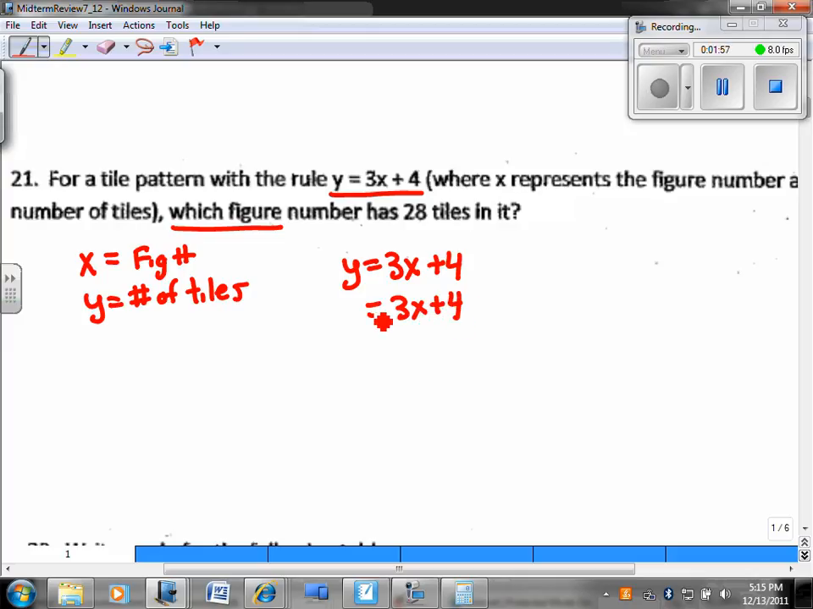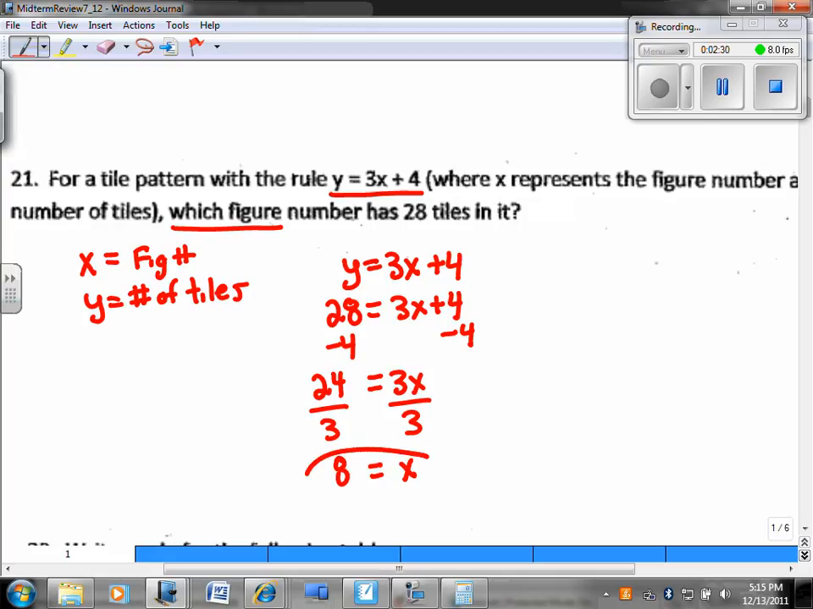So if we're trying to solve for x, that must mean they've given us y. Well, let's read. Which figure number has 28 tiles in it? Y is the number of tiles. So we just plug in 28 for y. And now we need to solve for x. So we're going to subtract 4 from each side. 3x is equal to 24. 3x is 3 times x. To undo that, we divide both sides by 3. X equals 8. So figure number 8 has 28 tiles.